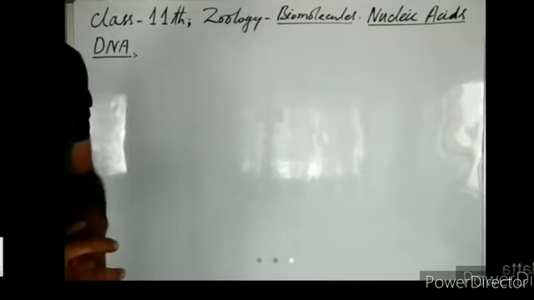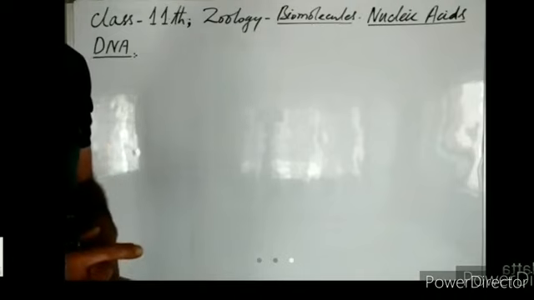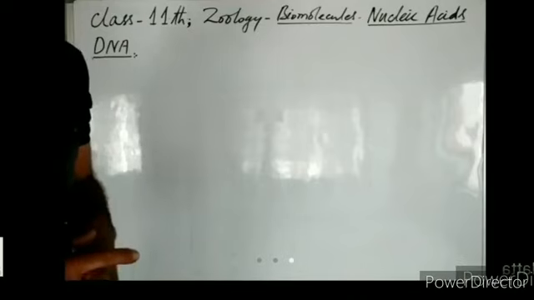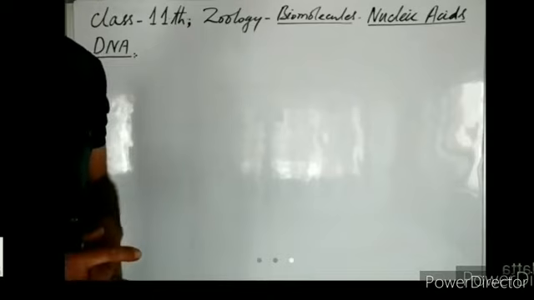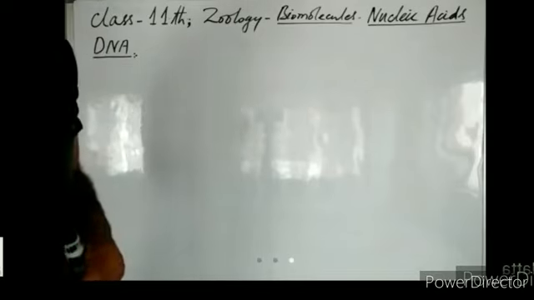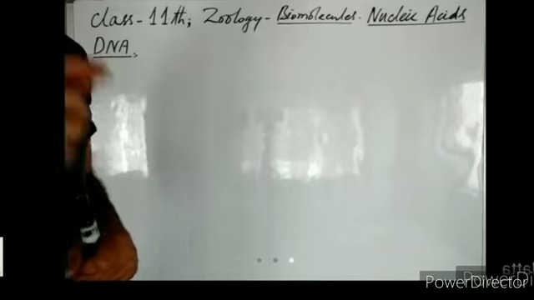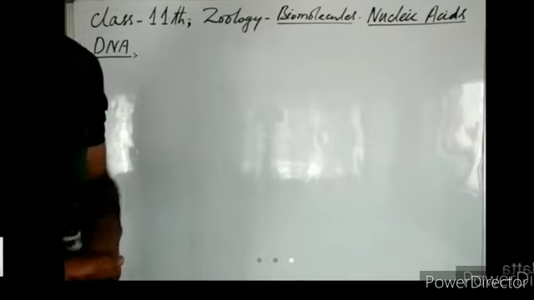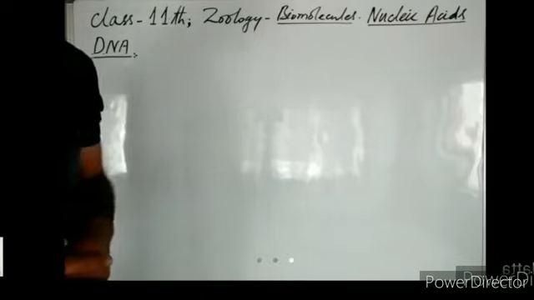Right. Then in 1920, P.A. Levine worked out the chemical composition of these nucleic acids. Yesterday I told you 1950, but actually it is 1920. P.A. Levine in 1920 worked out the chemical composition of nucleic acids. He found that they are formed of nitrogenous bases, pentose sugars, and phosphoric acid, right?